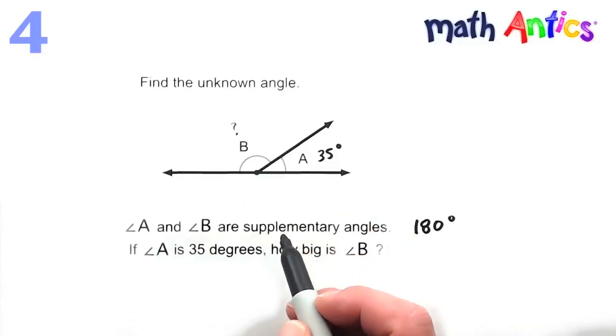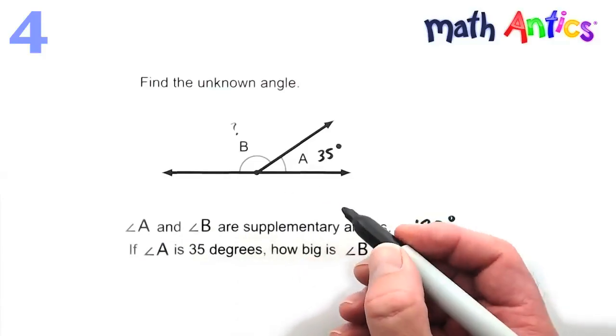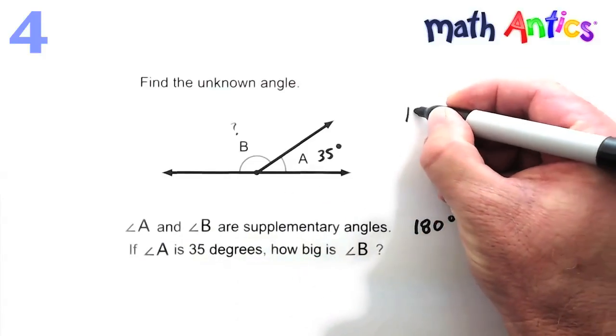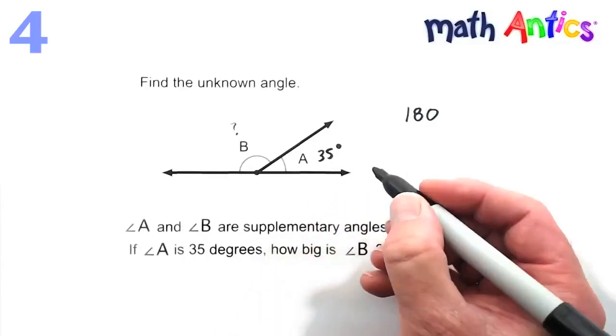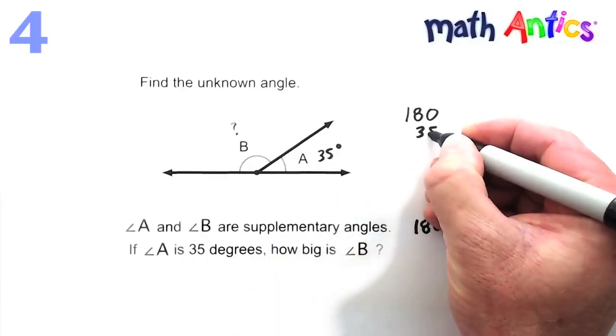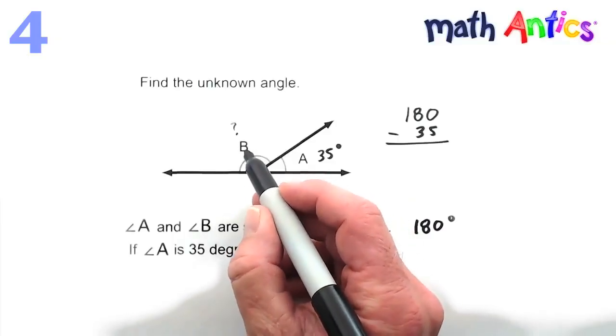We know the total. Since these are supplementary angles, they form a straight angle. A straight angle is 180 degrees. So let's take that total, 180, and subtract the part that we know, which is 35 degrees. If we subtract that, then whatever's left over has to be angle B.